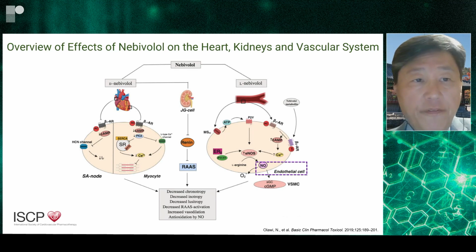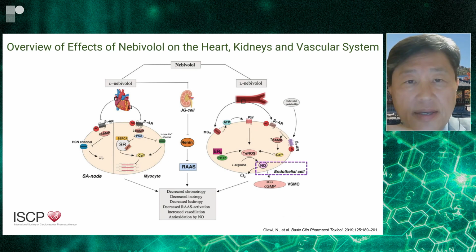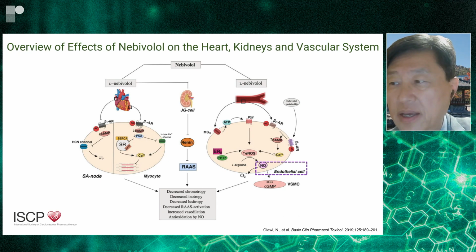This slide shows an overview of the effects of nebivolol on the heart, the kidney, and the vascular system. Nebivolol exists as both L and D enantiomers, so two isomers. D-nebivolol antagonizes the beta-1 adrenergic receptor in the SA node and the myocardium. In the SA node, this agent slows down the conduction velocity of the action potential and hence leads to decreased chronotropy. In the myocardium, the resulting decrease in intracellular calcium and reduced calcium reserve in the sarcoplasmic reticulum leads to negative inotropy and lusitropy.